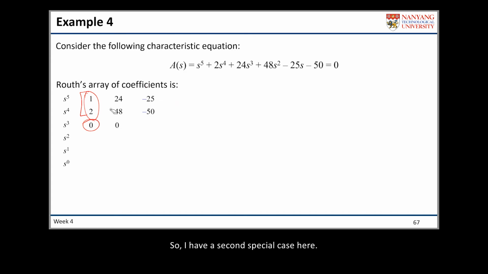So I have the second special case here. I have one row, the third row, where all of the elements are 0. Of course, I cannot move further. I cannot compute the c1 here, right? So it's pretty similar to before. I cannot move further here because I have 0 in the previous row. But in this particular case, all of the elements on one row, row 3, are 0. If you have this case, you have to treat it slightly differently than the previous special case.